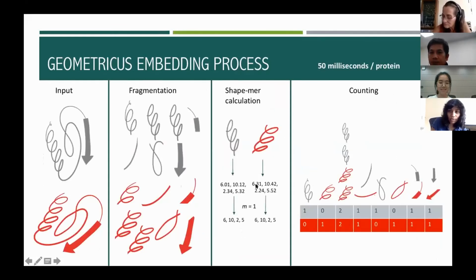Right, so to recap, this is the whole process. You start with a set of proteins, you fragment them, you calculate the shapemer for each fragment at a certain resolution, and then finally you can count the number of times each shapemer appears, and that gives you a count vector or an embedding for each protein. Since none of this involves superposition or anything like that, it's extremely fast. Okay, so now that we have the embeddings, let's look at some applications of what we can do with them.